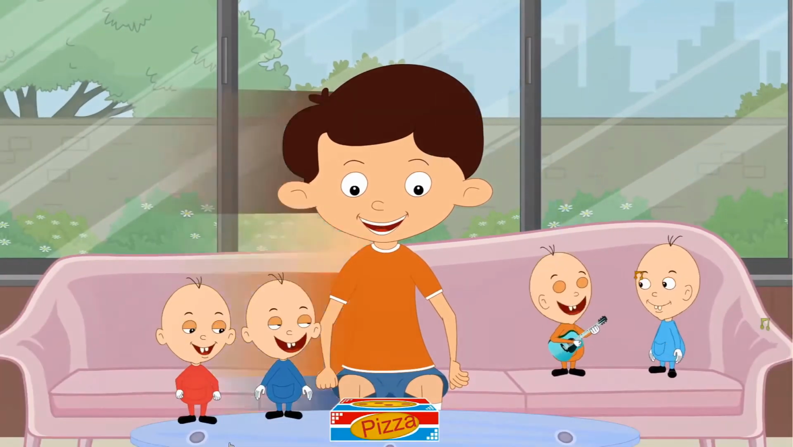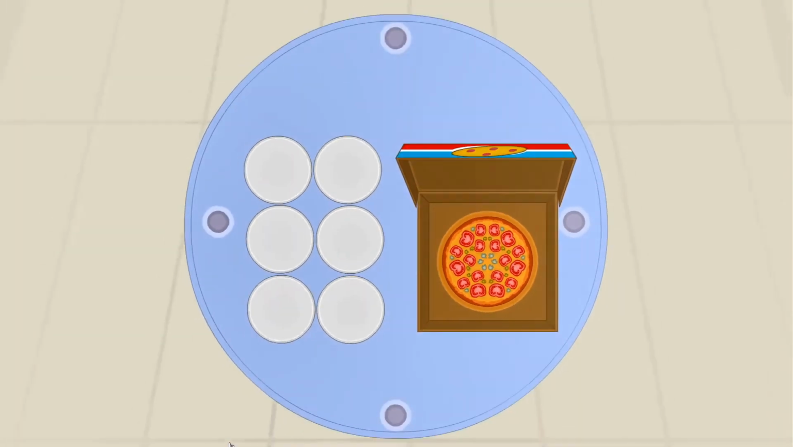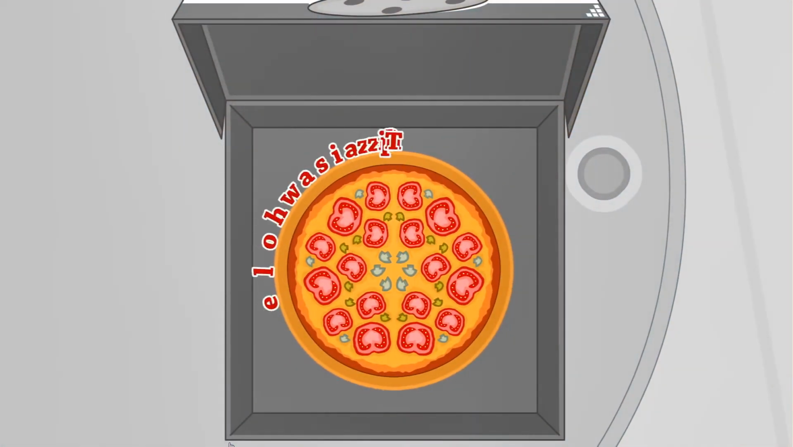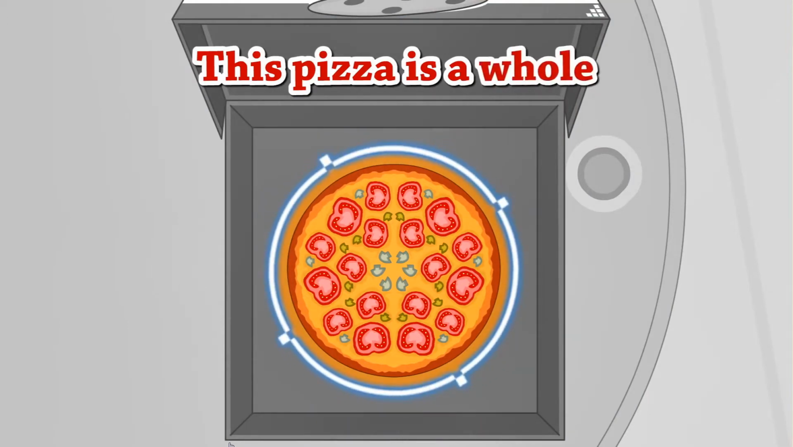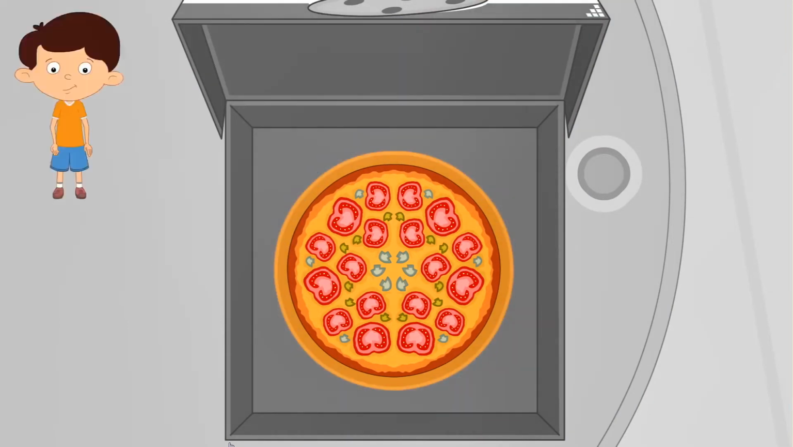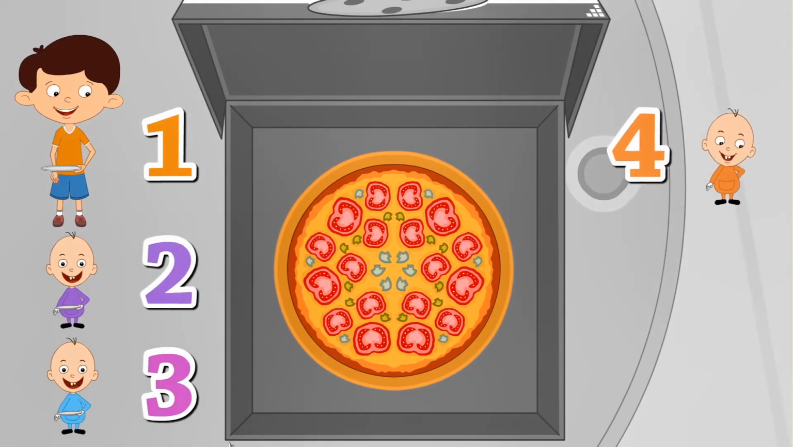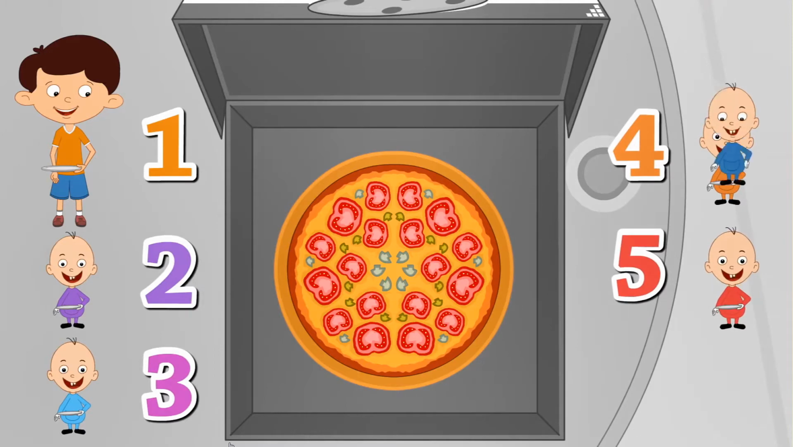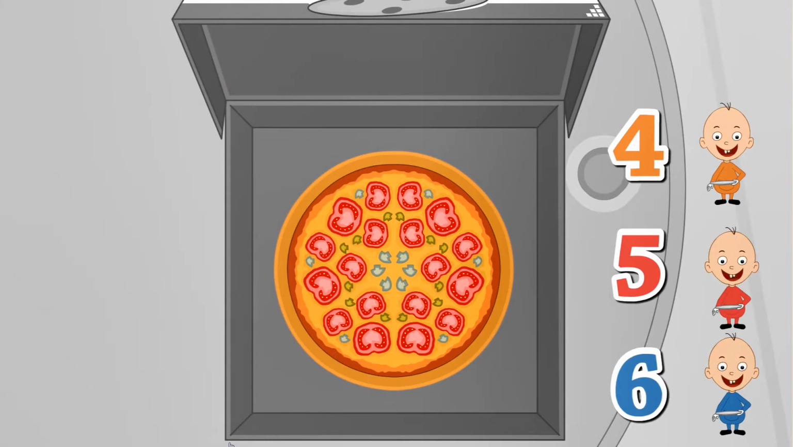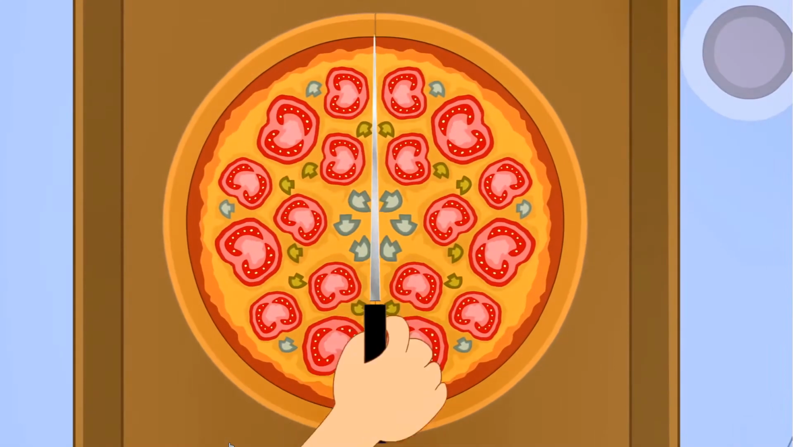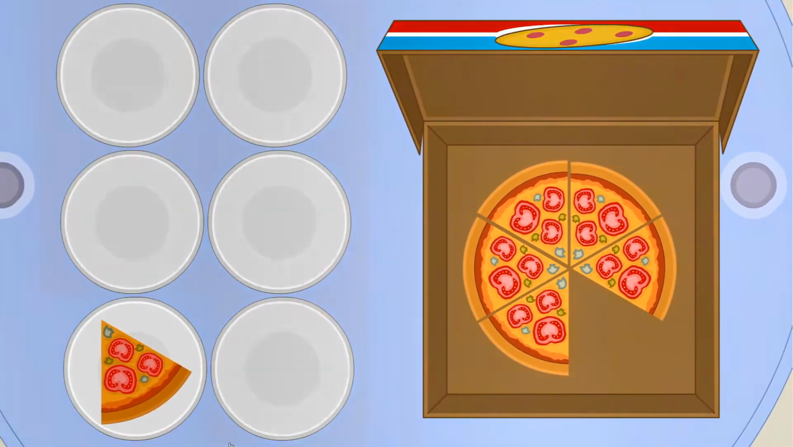Why don't you divide the pizza into equal parts? This pizza is all. I have all the pizza and I want to distribute the pizza equally to six parts because I have six people. What should I do? Okay, let's cut pizza into six parts, but equally.